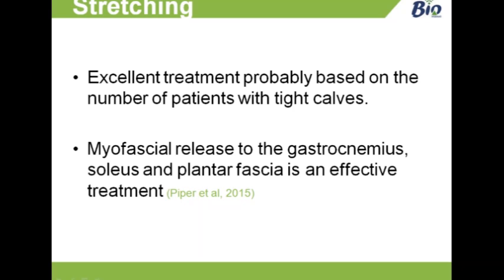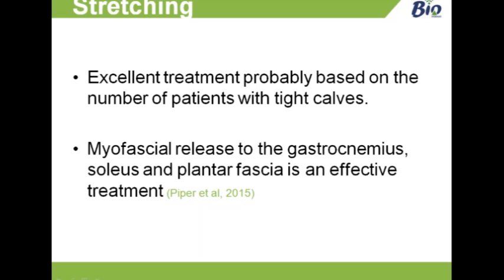One interesting recent paper that I did find, this one by Piper, and again this year, found that myofascial release to the gastroc, soleus and plantar fascia is a good and effective treatment for plantar fasciitis. So that might be something that's worth exploring, especially with someone who's got particularly tight calves.